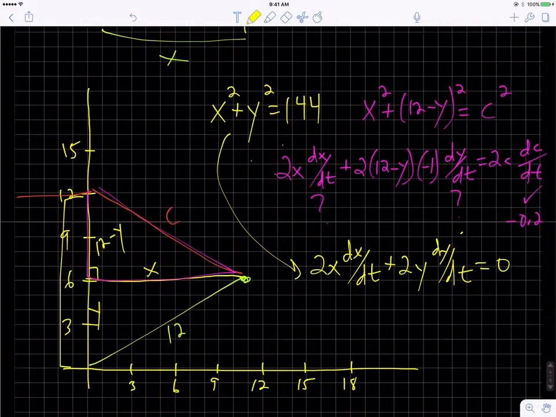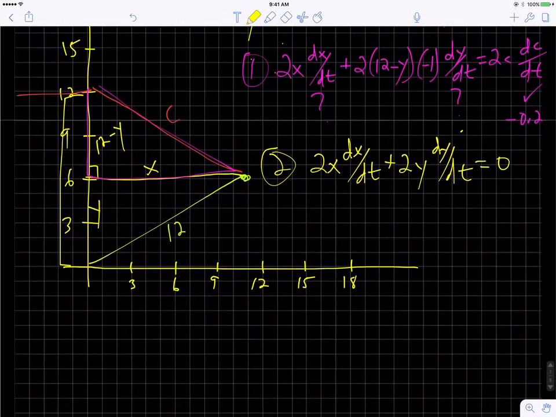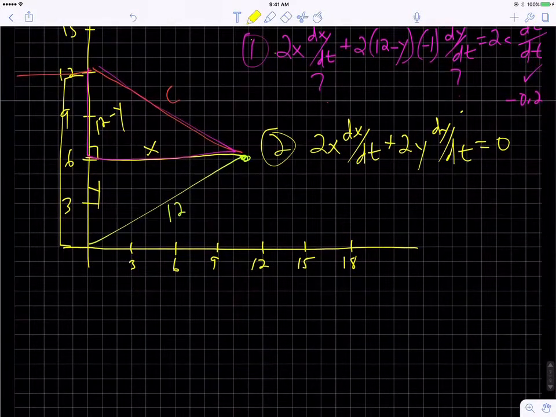So now that I've got my two equations, equation 1 and equation 2, I've got to somehow solve these. Now I can find my x's and my y's also. So I know that's 12. I know that's 6 because it said stop it when y is 6. So then I also know 12 minus y up here is 6.